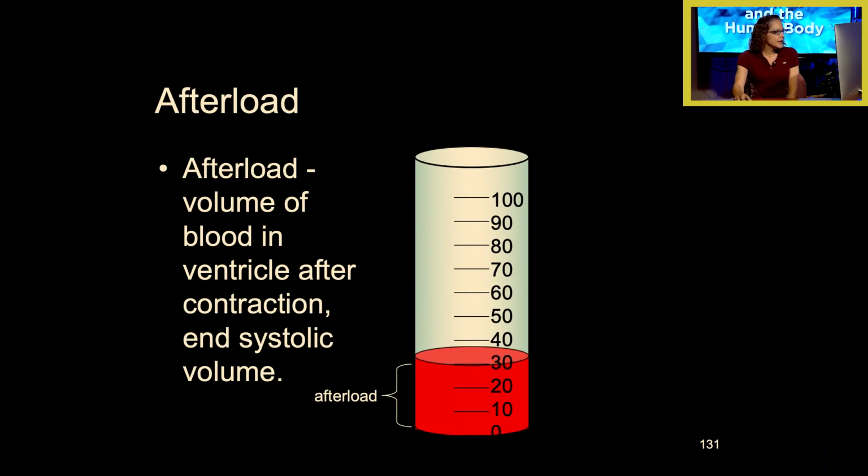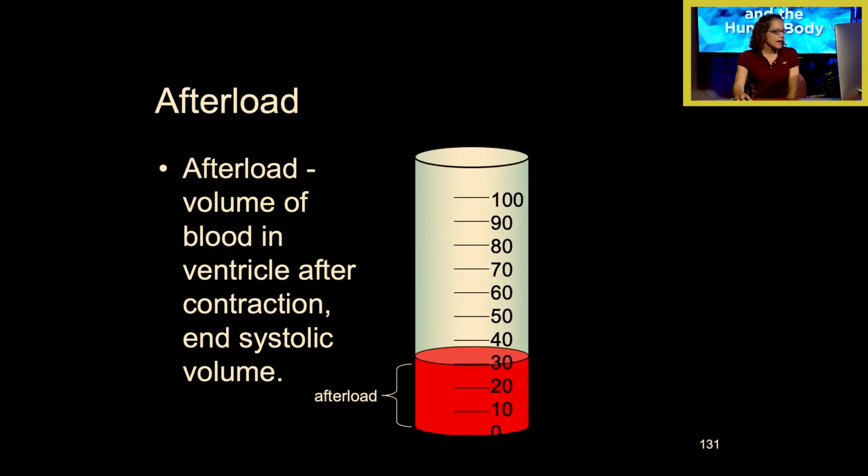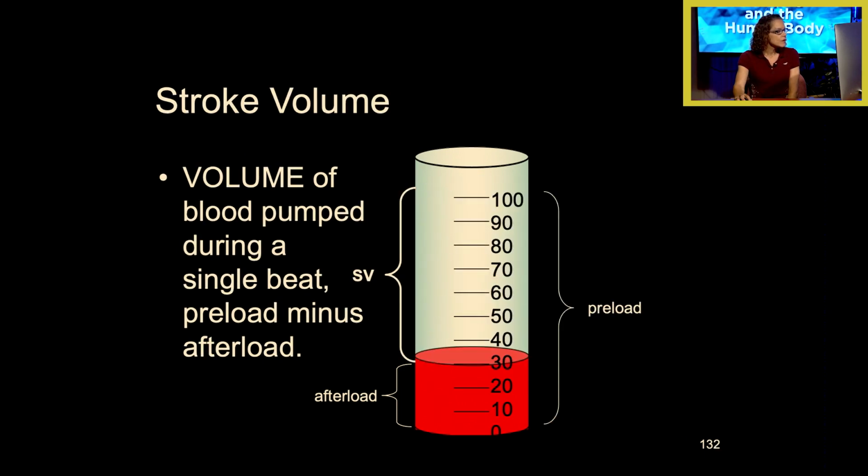So what we see here in this example, I'll go back, we start with 100 mLs. After the heartbeat, we're left with 30 mLs. That must mean that during that beat, 70 mLs was pushed out into the systemic circulation. Stroke volume is the volume of blood pumped during a single beat, preload minus afterload.